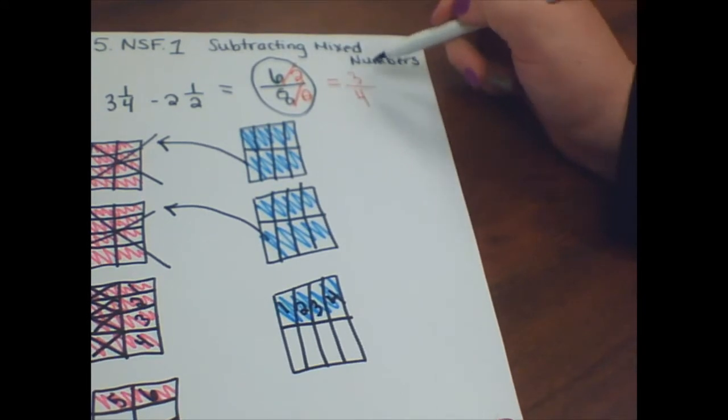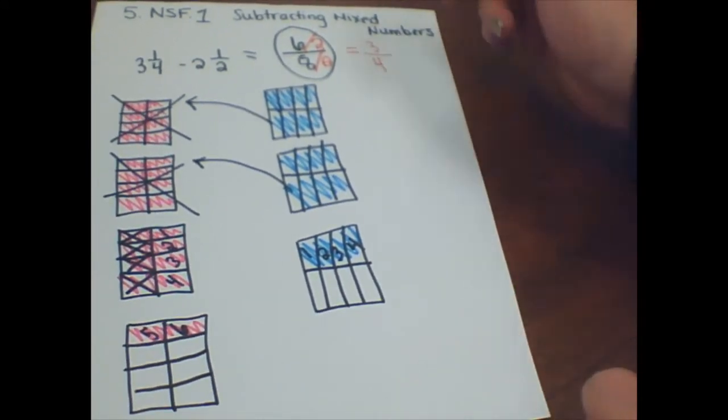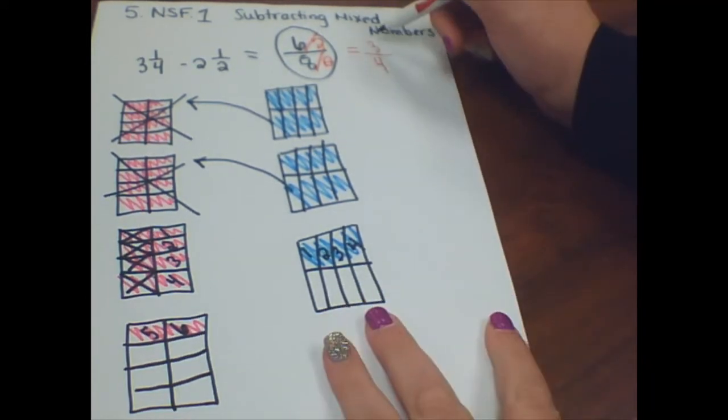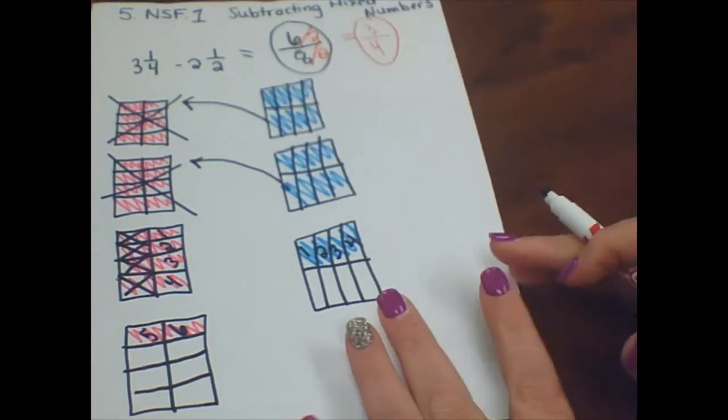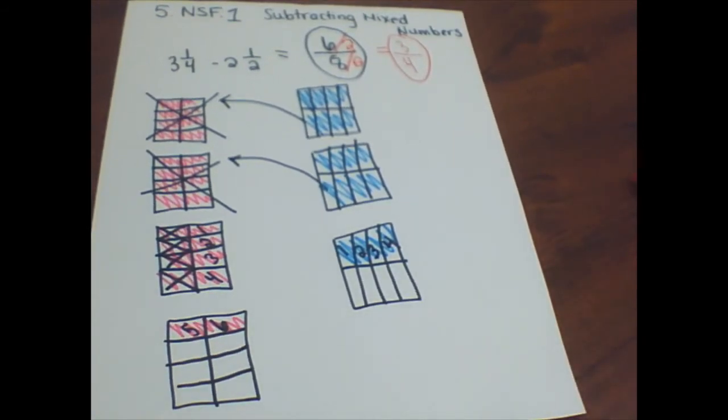Is there any number that goes into 3 and 4 evenly? Besides 1, which we know would just get us 3/4. No, it's not. So our final answer would be 3/4. Okay? So continue practicing at home.